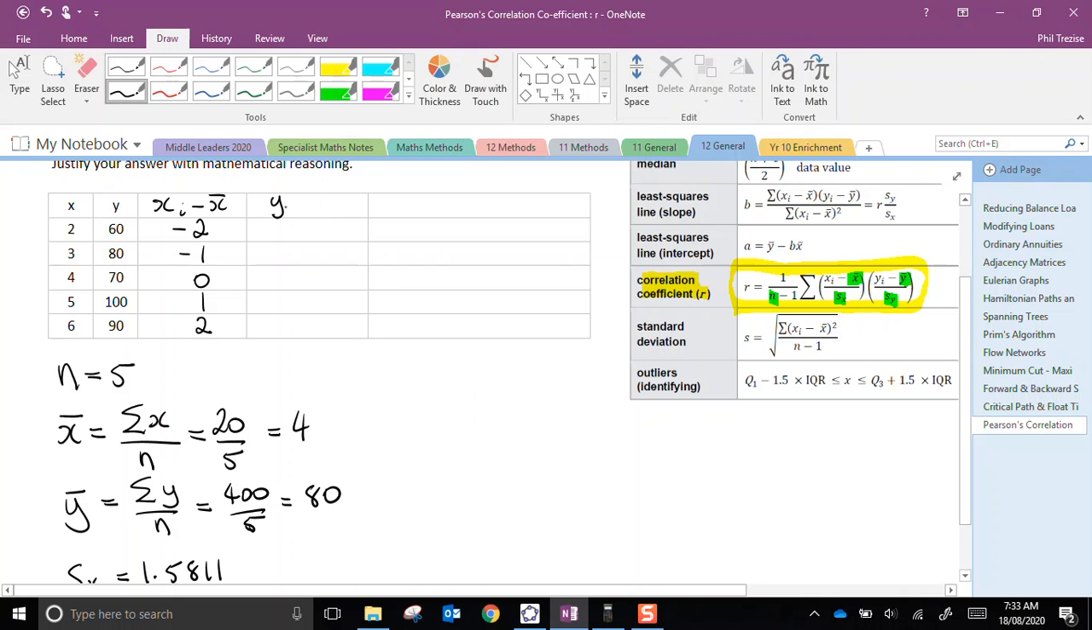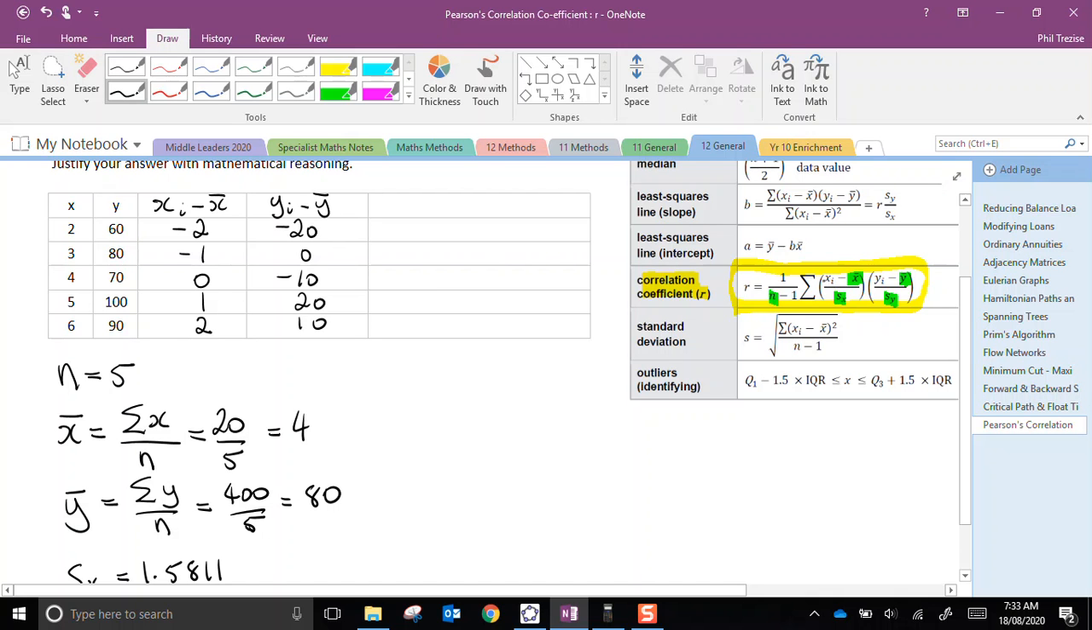Now I have to do y, each individual y value. That's a mistake, I should have written the mean of the y's there. And that comes from the top of the second part in the formula. Remember the y mean was 80. So 60 subtract 80 is negative 20. 80 take 80 is nothing. 70 subtract 80 is negative 10. 100 take 80 is 20. And 90 take 80 is 10.